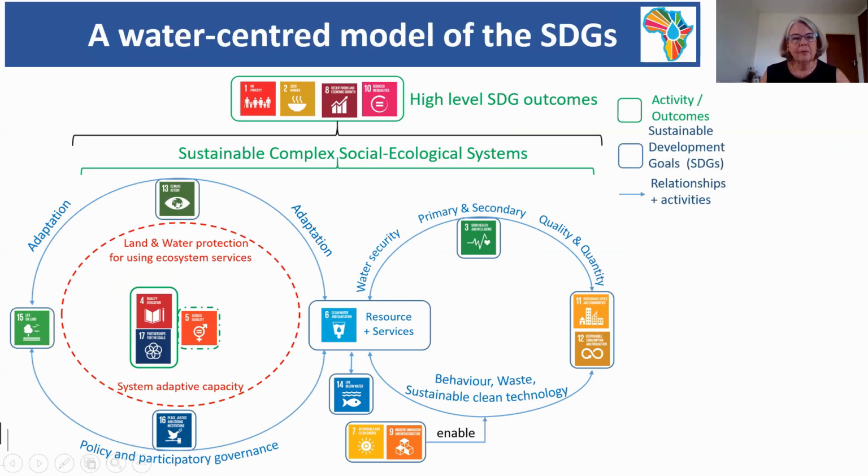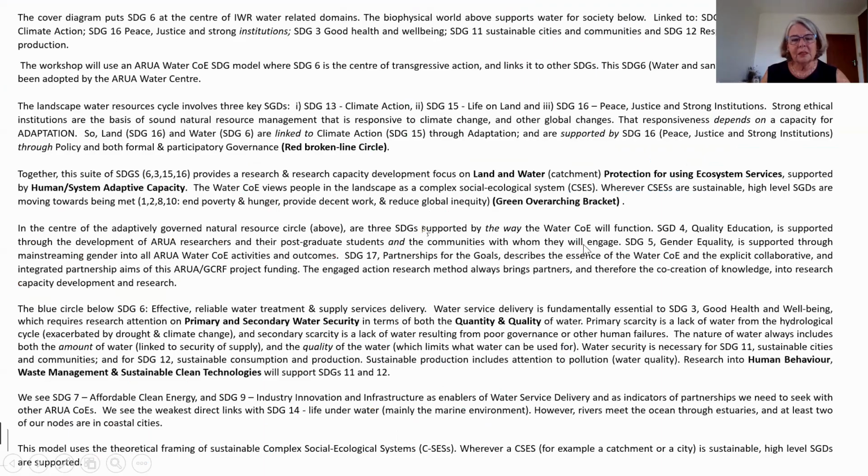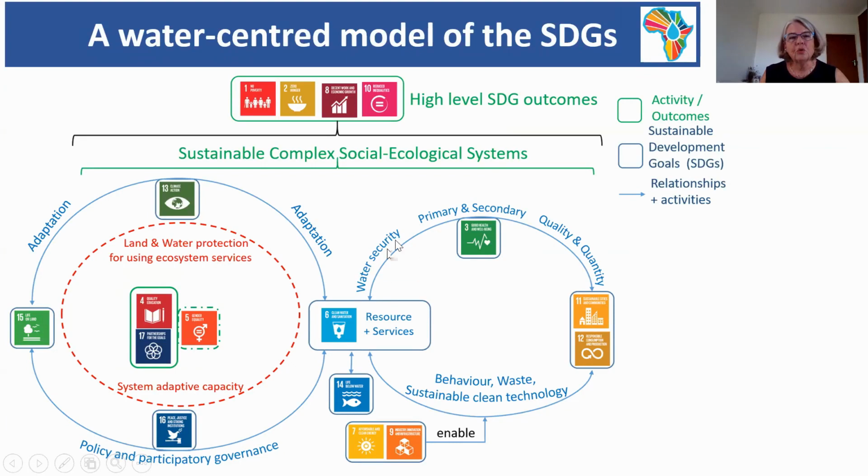So this is a diagram of this water-centered model of the United Nations Sustainable Development Goals, or SDGs. And if we put SDG 6 right in the center, that is clean water and sanitation, which is the water resource and the services we get from water, you can see that there's a set of SDGs that are linked to water security, both primary and secondary security, that is the immediate security and some of the things that secondarily affect security, like governance, water quality and quantity, the question of cities and production, and this focus on the way in which we use water and manage waste and sustainable clean technologies are all to do with clean water and sanitation. But this deeply depends on how we manage the resource.